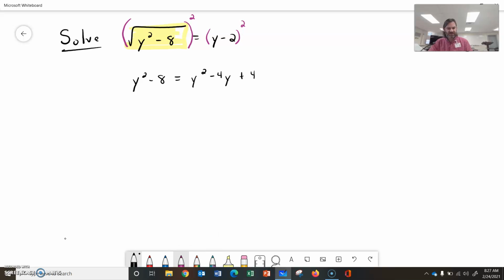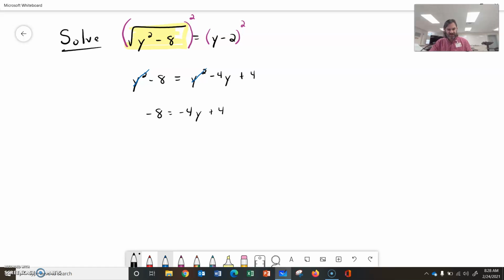Okay, so when I look at like terms, I have a y squared on the left and a y squared on the right, which, if I bring it to the same side, will cancel out. So now let's just get y by itself. I'll rewrite it first of all. Negative 8 equals negative 4y plus 4.